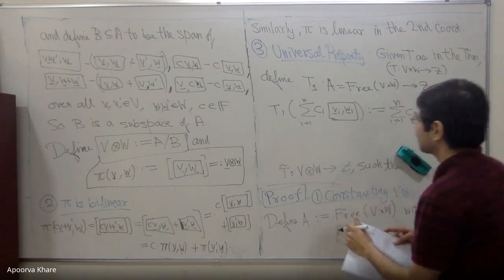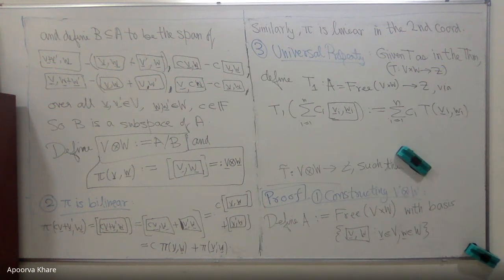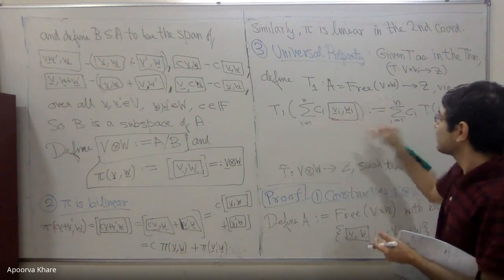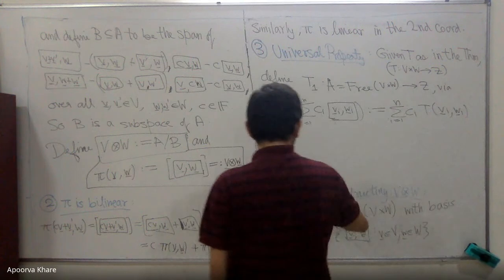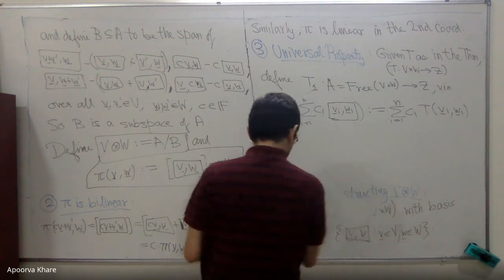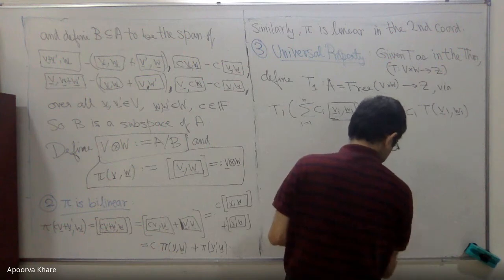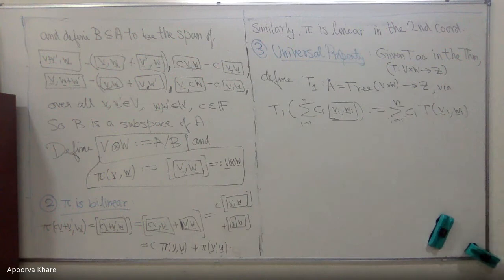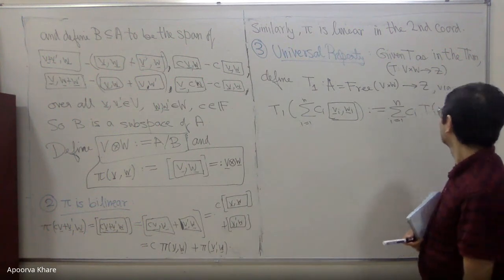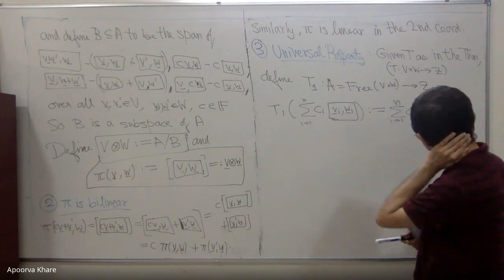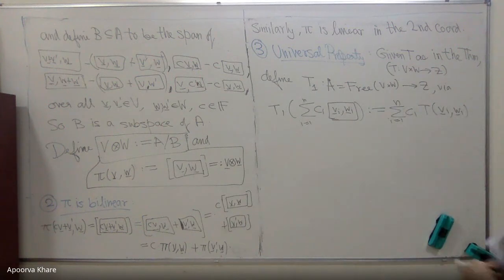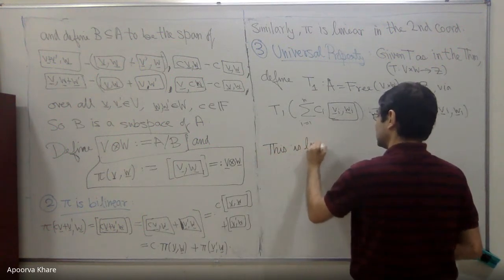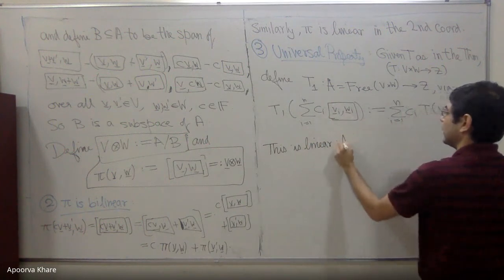Okay? Now what happens? You can check that this is indeed, now A you see is the vector space, right? It is not 2 vector spaces. So you can check that this map is linear. Because T is bilinear, this map is indeed linear. Okay, let's see. Let's do this. So suppose I have this is linear from A to Z.